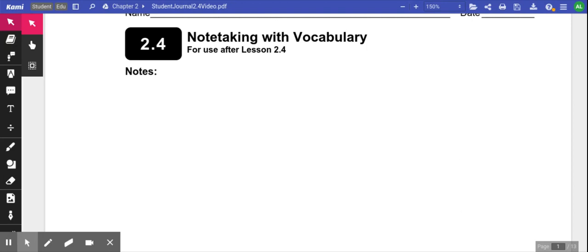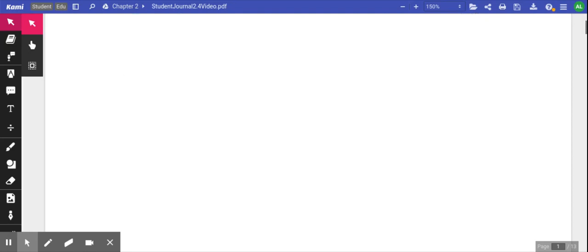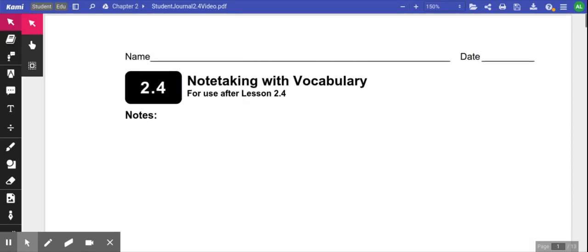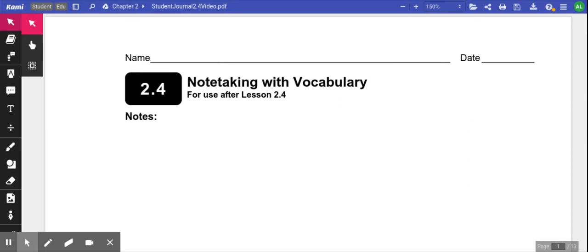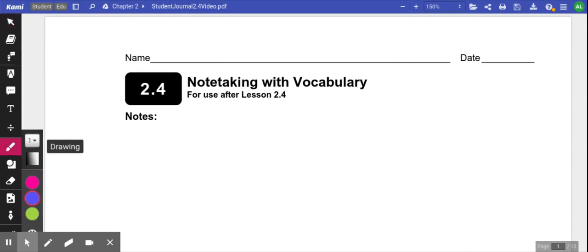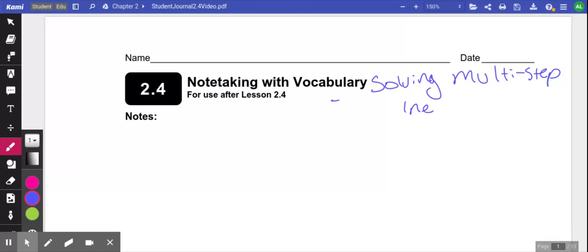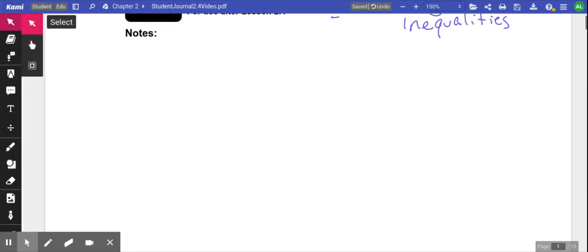All right, so I have a couple different problems. We're in our student journal. I'm right here on page 45. There's nothing really in particular on the page, but we can use this page for notes. I have a couple different examples that I want to show you guys. So 2.4, we're going from these little one-step inequalities to solving multi-step inequalities.